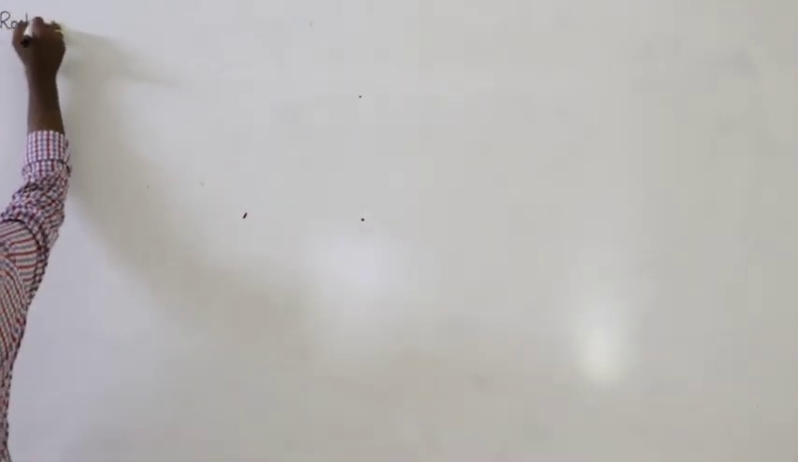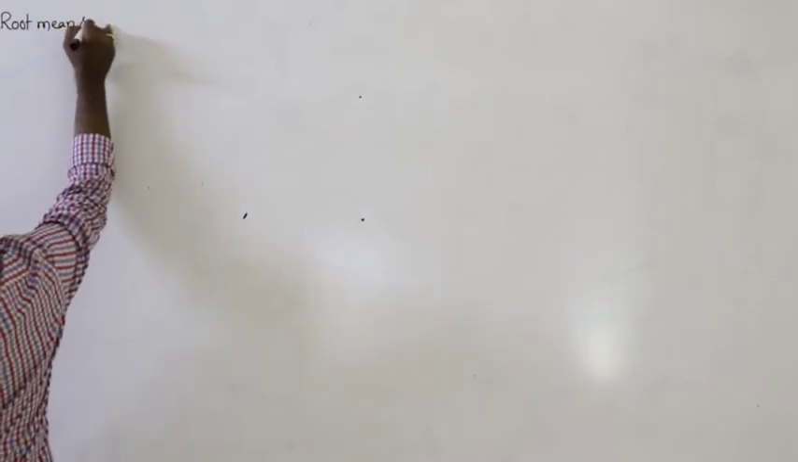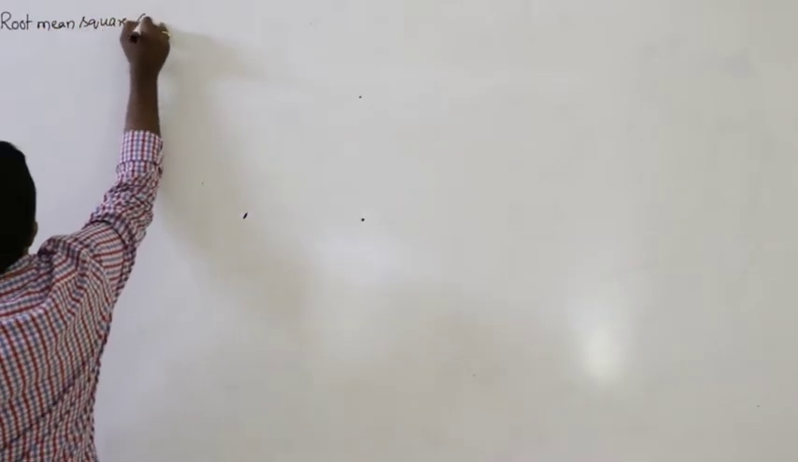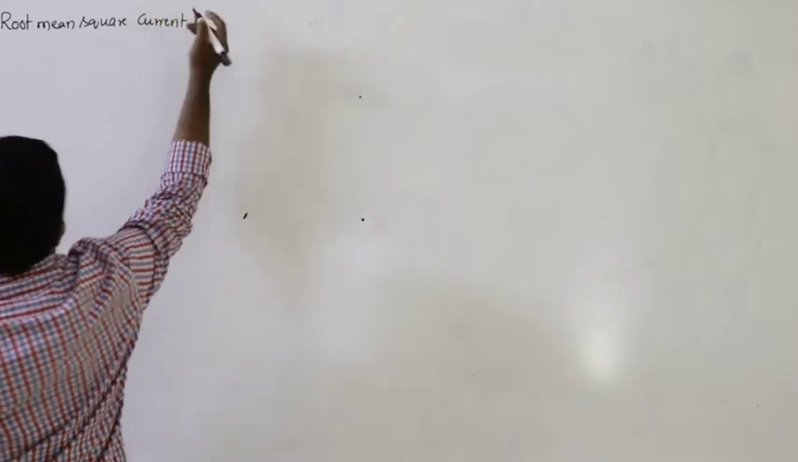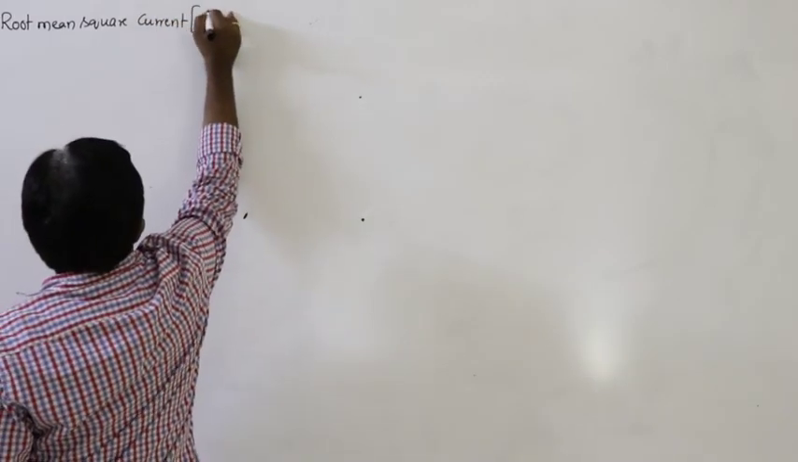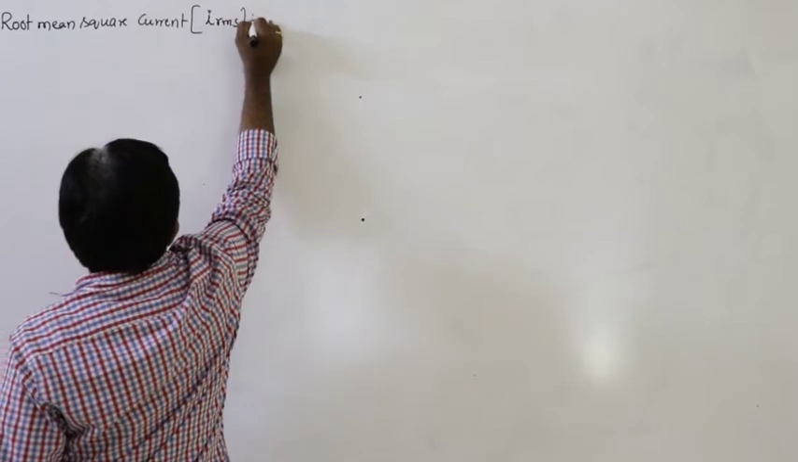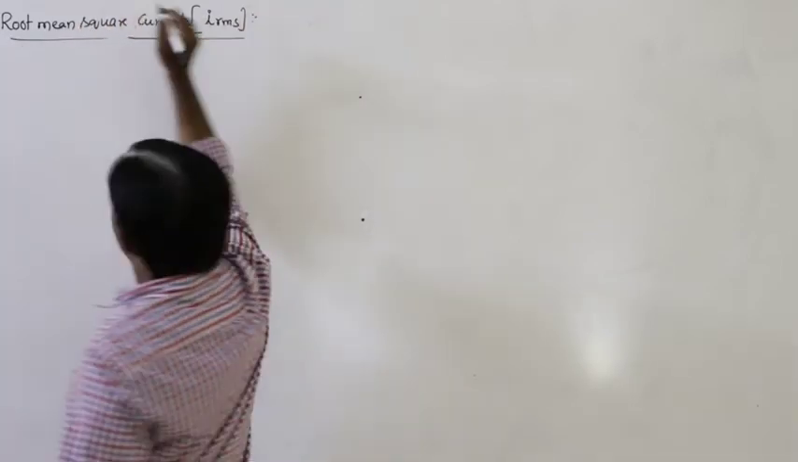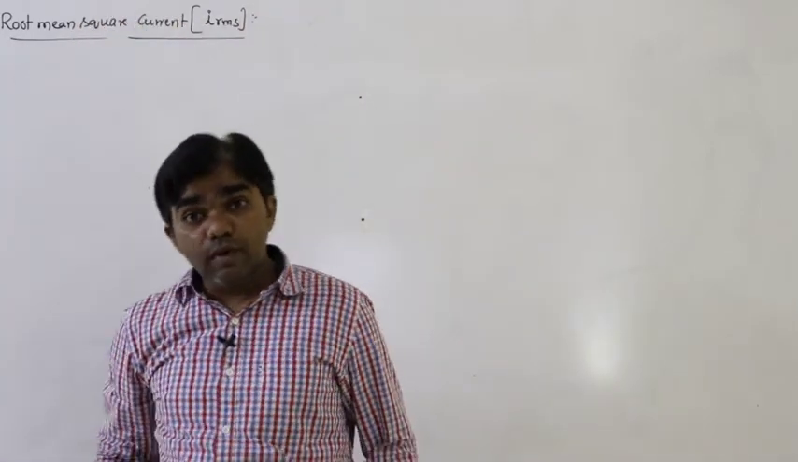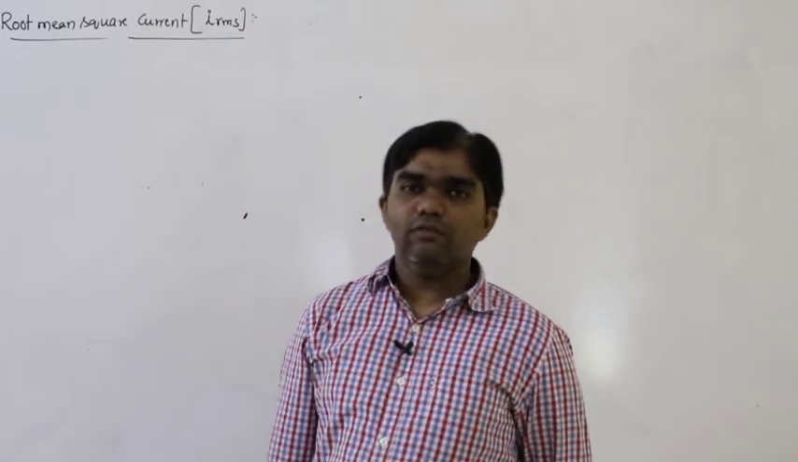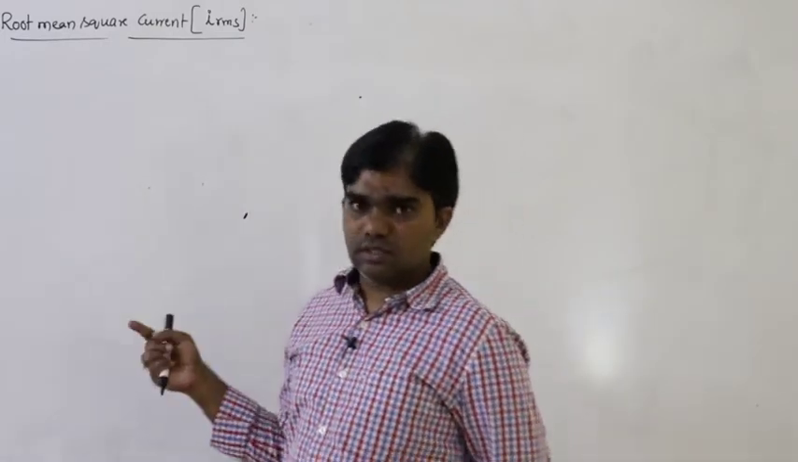So next we can discuss about RMS current. In the previous class we discussed about average current. Now we can discuss about RMS current. RMS current means root mean square current, that is IRMS, or root mean square voltage or root mean square potential. Anything we can discuss. So that is the condition.